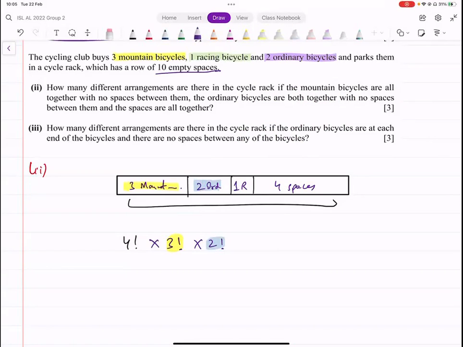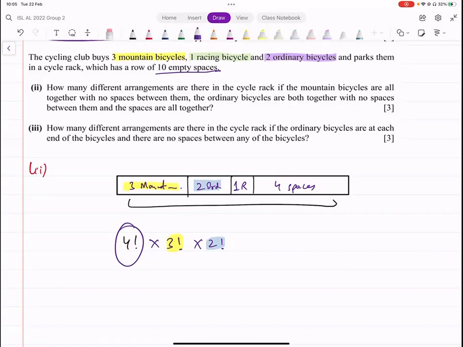Racing bicycle, वो तो एक ही है सिर्फ, उसको तो 1 factorial अगर आप करना चाहें कर सकते हैं, but it doesn't really matter. 4 spaces. वो 4 factorial तो handle कर रहा है ना, वो 4 factorial वही तो handle कर रहा है उनकी सारी arrangements.